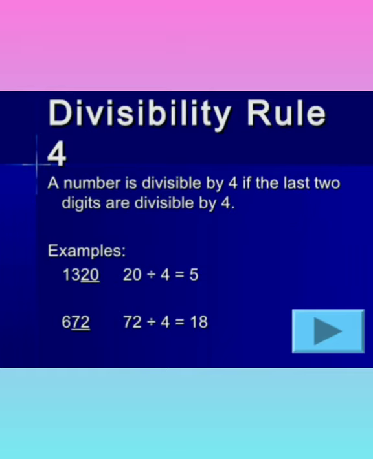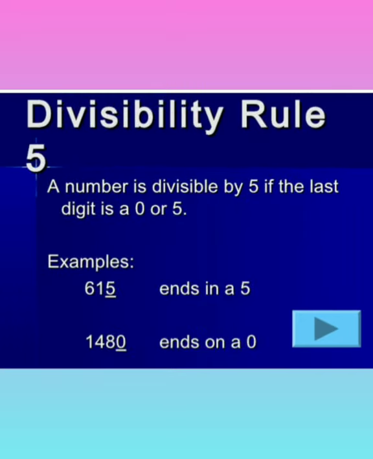So take that last two digits. If this is divisible by 4, the whole number will be divisible by the 4th table. Clear? So I take 20. 20 divided by 4: 1 four is 4, 5 fours are 20. So it is divisible by 4, and that whole number will be divisible by 4.